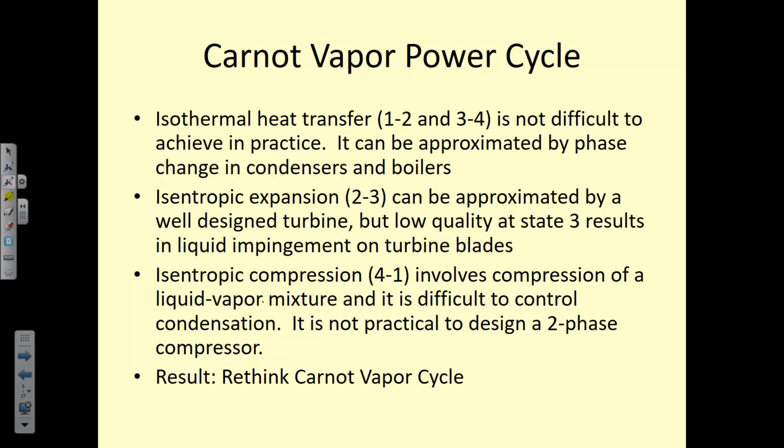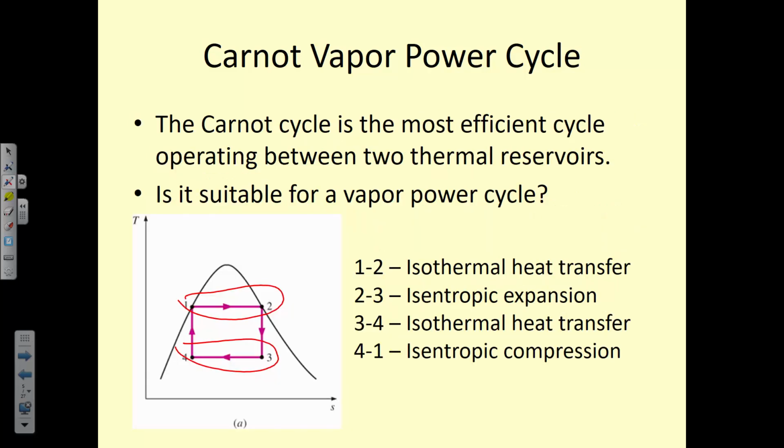But states 2 to 3 and 4 to 1 involve isentropic expansion and isentropic compression. The expansion is not too difficult, but if we're dealing with a low quality at state 3, we're going to have impingement upon our turbine blades. There's going to be a vapor-liquid mixture, which causes uneven rotation of the blades. We can have imbalances in the turbine, pitting, corrosion, and a lot of other problems. So it's not really an ideal process.